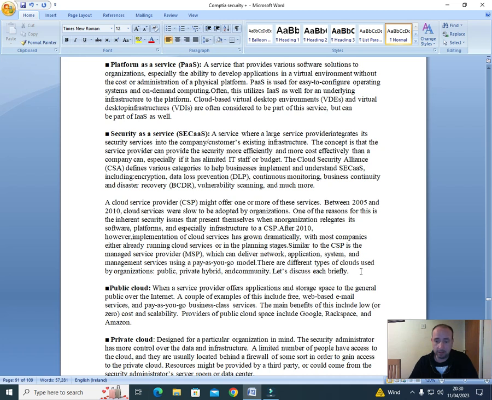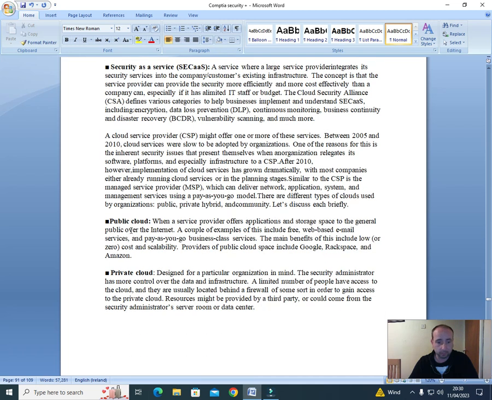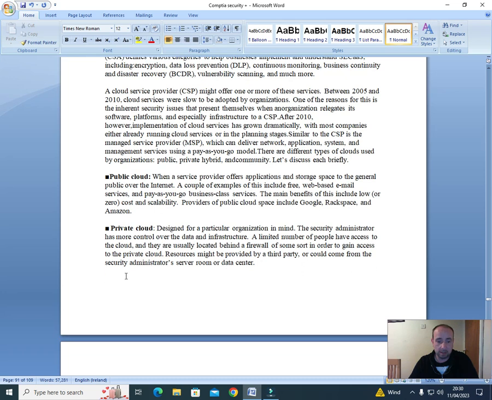There are different types of clouds used by organizations: public, private, hybrid and community. Let's discuss each briefly. Public cloud. When a service provider offers applications and storage space to the general public over the internet. A couple of examples of this include free web-based email services and pay-as-you-go business class services. The main benefits of this include low or zero cost and scalability. Providers of cloud space include Google, Rackspace and Amazon.